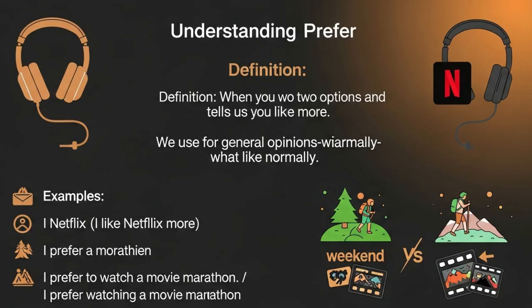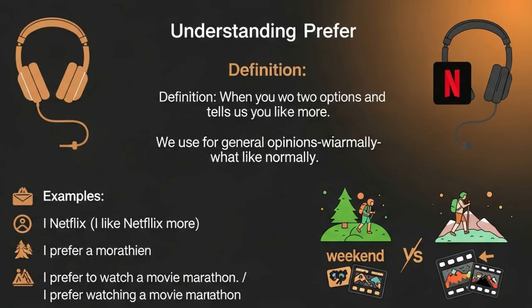Understanding prefer. Prefer definition. There are 2 options. I like one option more. Prefer is a verb. It tells you what our preference is. Preference is the noun form. I prefer Netflix, or Netflix is my preference. It's good to know the word preference because I'm going to use it a lot in today's lesson.